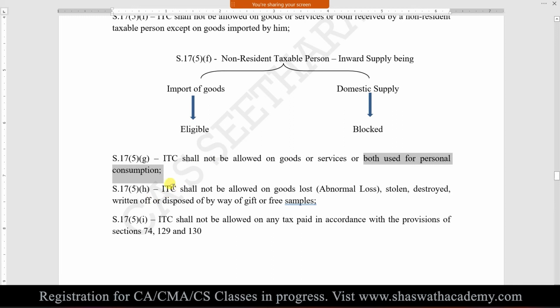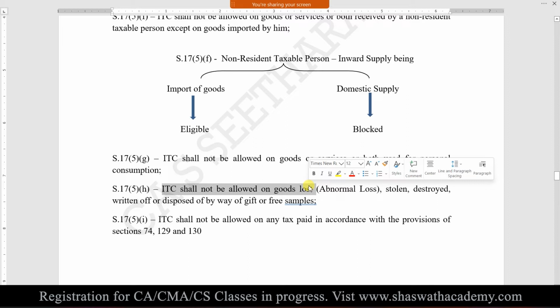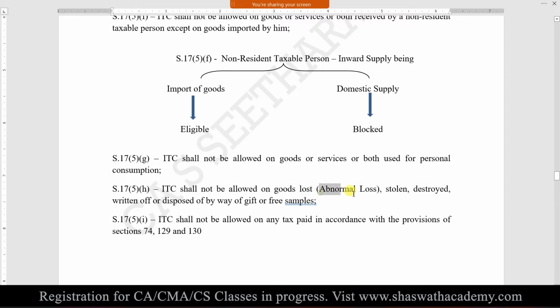And ITC shall not be allowed for the goods lost. Goods lost means what, sir? Completely stolen or destroyed. Lost here also includes abnormal loss. And goods written off, by way of gift or free sample.